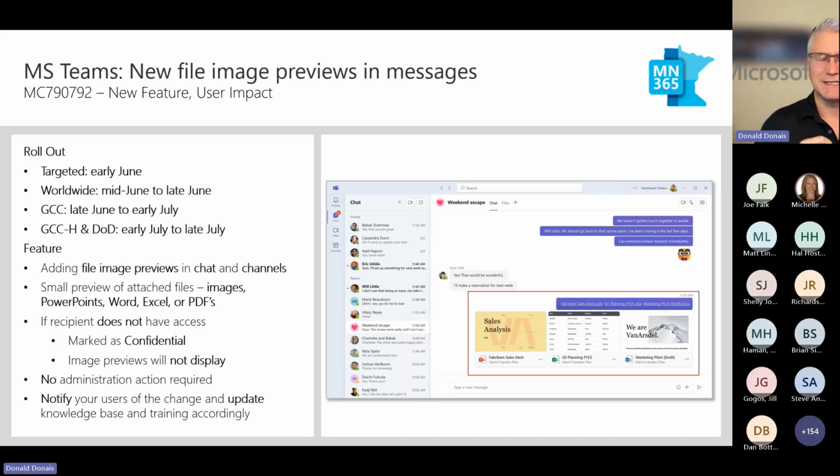If a recipient does not have access to that particular file, it would be marked as confidential on their end, right? And the image previews will not display, which is great, right? We don't want them to be able to see some of the information if it's supposed to be confidential. Make sure you let your end users know, and there's nothing that you need to do to configure or manage this behind the scenes.